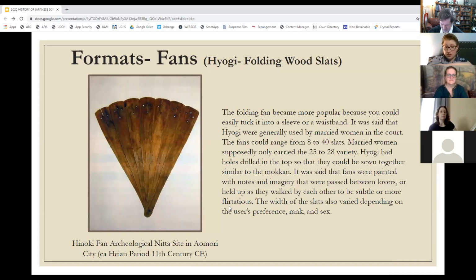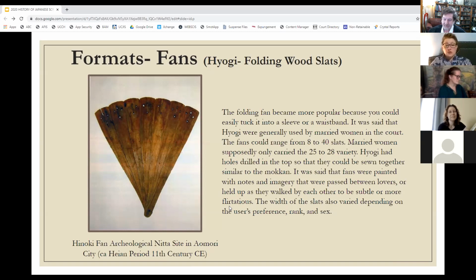Now, hyogi, which is the folding wooden fan. This fan became more popular because you could easily tuck it into a sleeve or a waistband. It got tucked into a waistband in the Heian period because they were so large, you just couldn't do it with a sleeve. Now, hyogi were generally used by married women in the court, supposedly. This fan could range from 8 to 40 slats, so that's a lot of fan. Married women supposedly only carried the 25 to 28 slat variety.